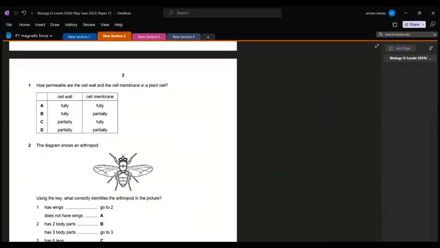Question number one. How permeable are the cell wall and the cell membrane in a plant cell? So this is a very easy MCQ and you would definitely know the answer. The cell wall is fully permeable in the plant cell. So either A or B can be the options. But the cell membrane is partially permeable. That means it only allows small molecules or water molecules to pass in and out. It doesn't allow bigger molecules. So you can think of it as a barrier or filter that the cell uses to only allow certain substances to pass in and out. And it is necessary to balance the environments inside the cell. So B is the correct option.